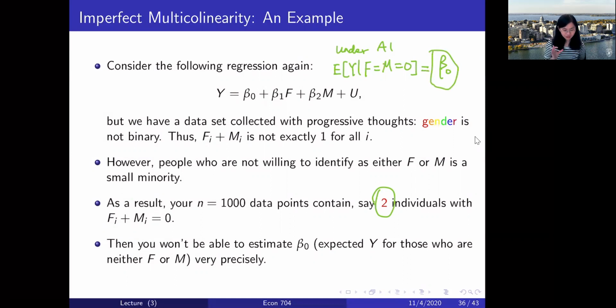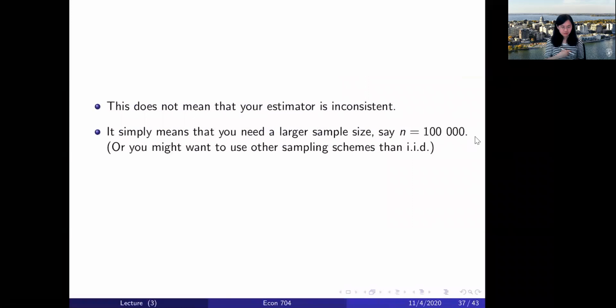So high correlation is not a problem per se, but when you combine that with a relatively small sample size, you can run into this problem that you cannot estimate some of the parameters precisely. This does not mean that your estimator is inconsistent. The ordinary least squares estimator is still consistent even when your X variables are highly correlated. It simply means that you need a larger sample size than n equals 1,000. Say maybe you want a sample size of n equals 100,000. Or maybe you want to use some other sampling schemes that will give you more non-binary observations in the data set. So that's the discussion of the fourth assumption.